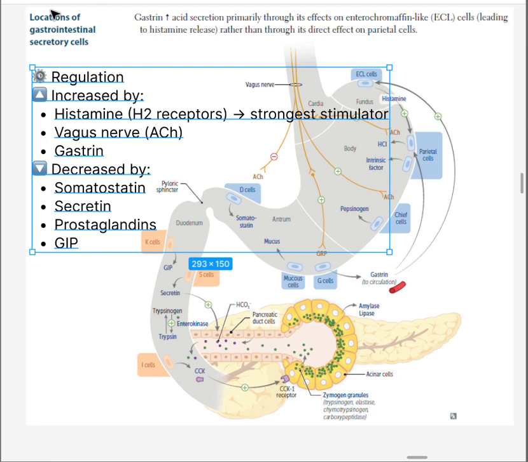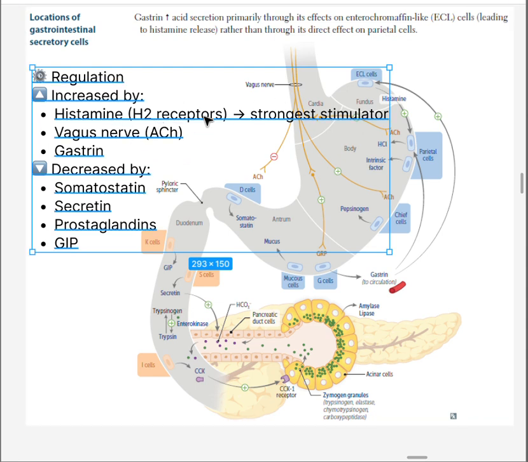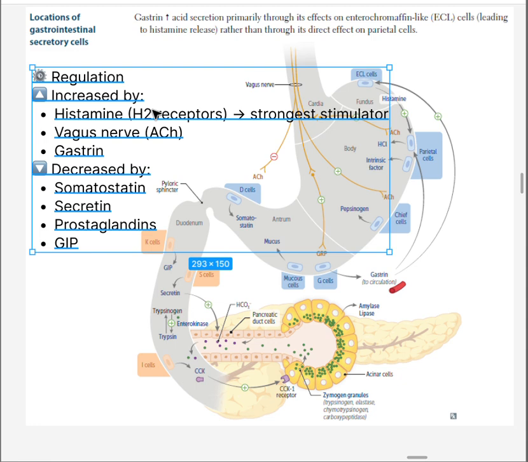So look at this here. Gastrin increases acid secretion primarily through its effects on the enterochromaffin-like cells, leading to histamine release, rather than through its direct effect on the parietal cells. So the source of this histamine is enterochromaffin-like cells, and the mechanism is that histamine acts on the H2 receptor on the parietal cells to increase cAMP, and that increases hydrogen ion secretion.